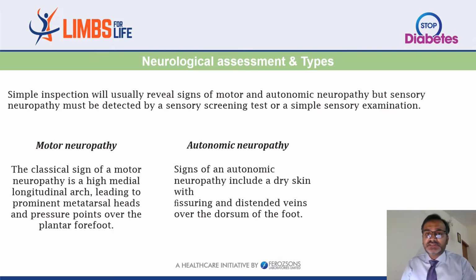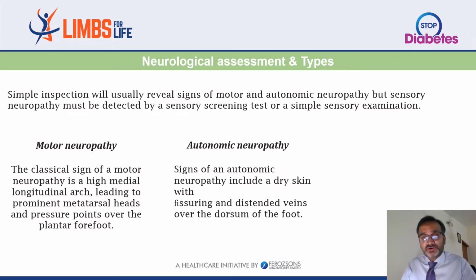Next, neurological assessments and their types: motor, autonomic, and sensory neuropathy. We'll talk about all these three. When we talk about motor neuropathy, the classical sign is a high medial longitudinal arch, leading to prominent metatarsal heads and prominent pressure points over the plantar foot. All this happens because of the motor neuropathy. You can see these changes on the patient's feet.